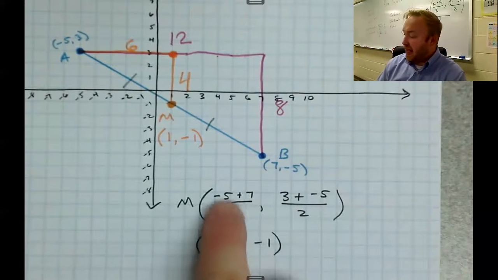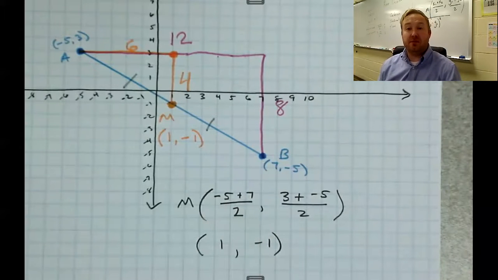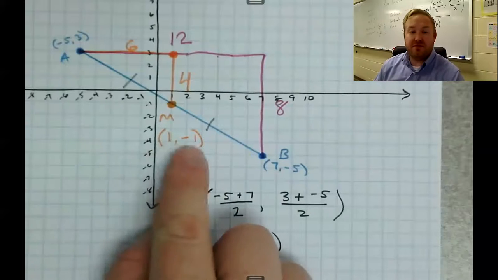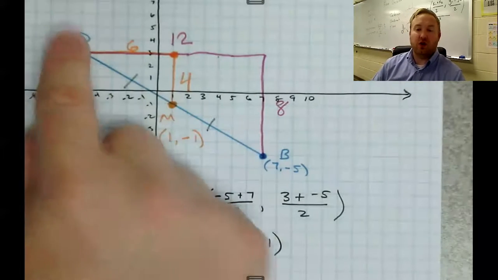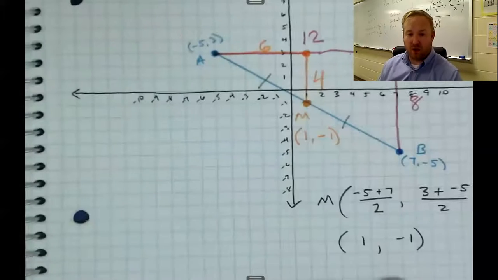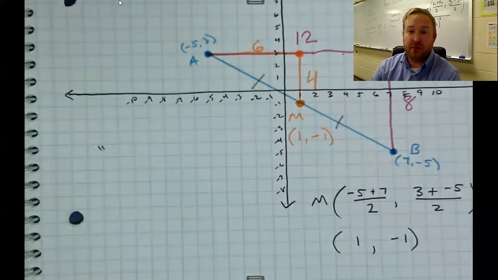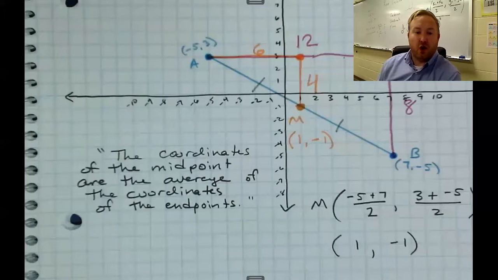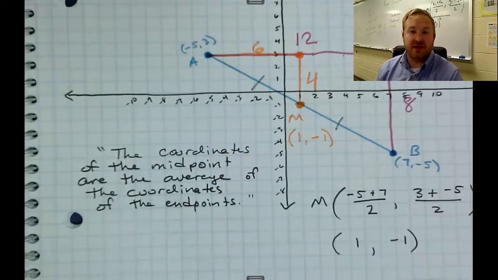And do you know what you do in math when we add two numbers together and divide by 2? That's called the average, isn't it? So all we really need to know for midpoint is that the coordinates of the midpoint are the average of the coordinates of the endpoints. And that might be something that you want to write down if you're taking notes. That might be a good note to take.